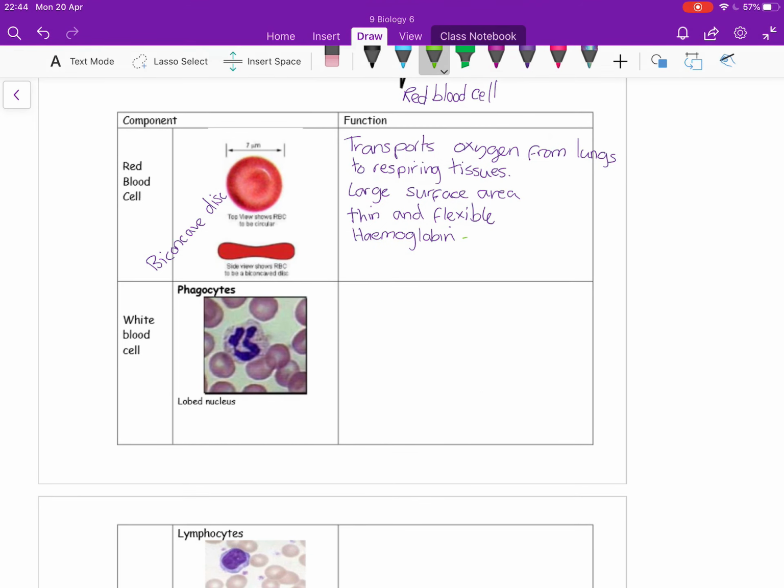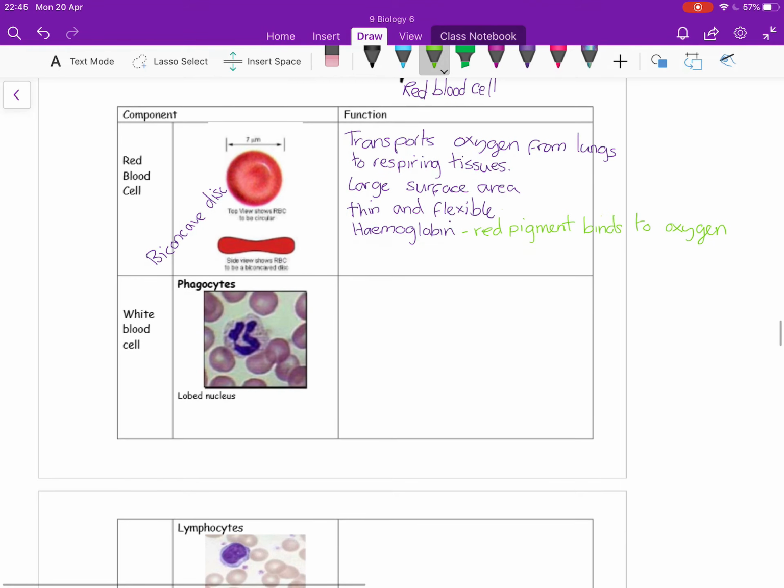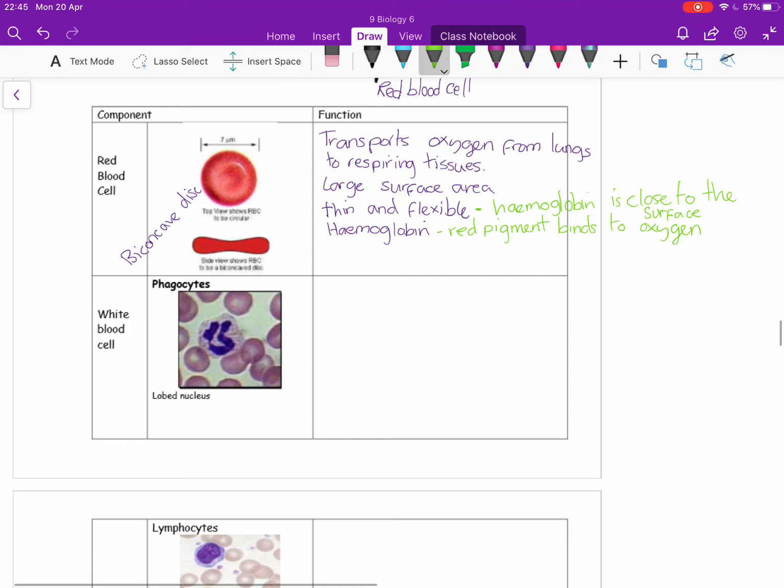Red blood cells. One of the key components then is hemoglobin, which is a protein. It's a red pigment. It's the hemoglobin that gives blood and the red blood cells their red colour. And it's the hemoglobin that binds to oxygen. So it's the hemoglobin that's actually transporting the oxygen around. The red blood cell itself is just a vessel containing hemoglobin. Another bonus to the red blood cell being very thin and having a very large surface area is that the hemoglobin is generally always pretty close to the surface of the red blood cell.